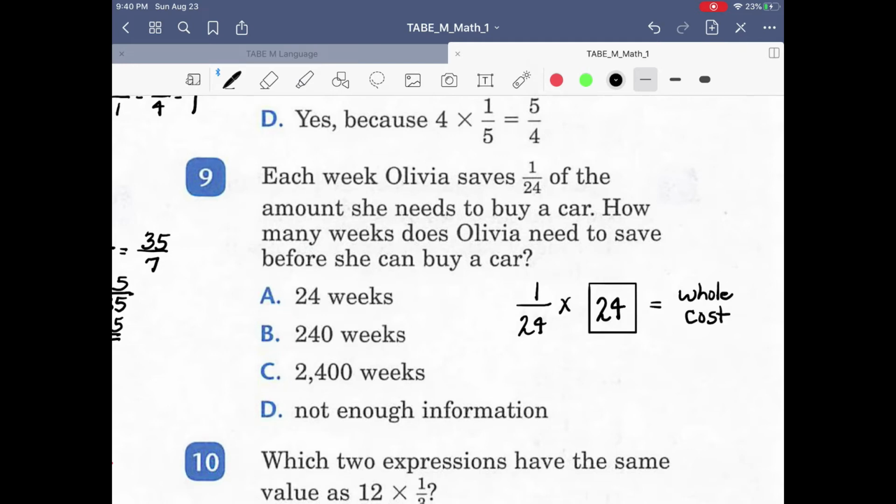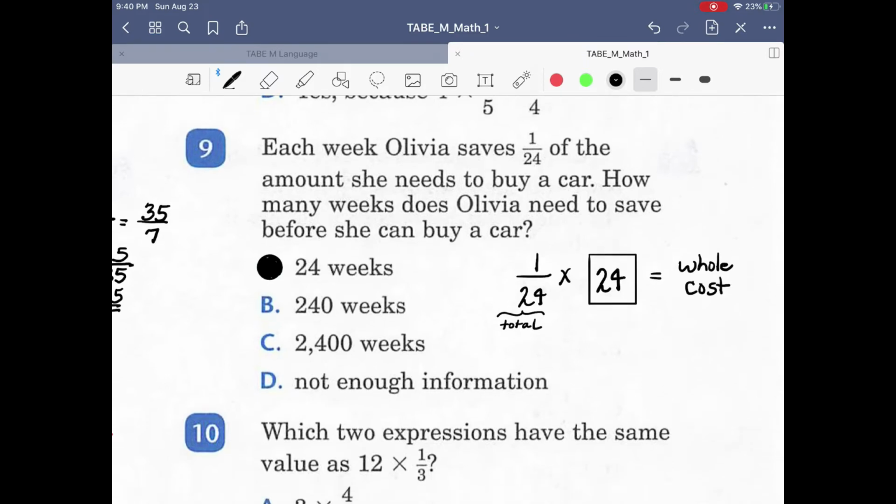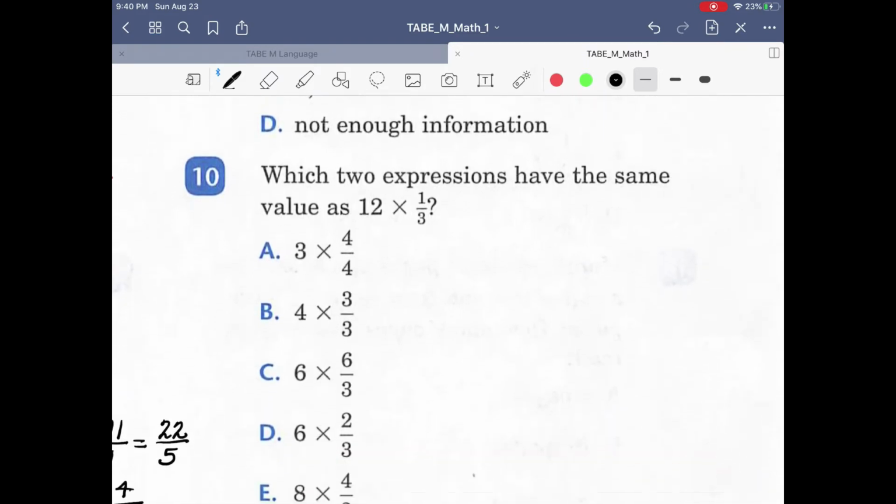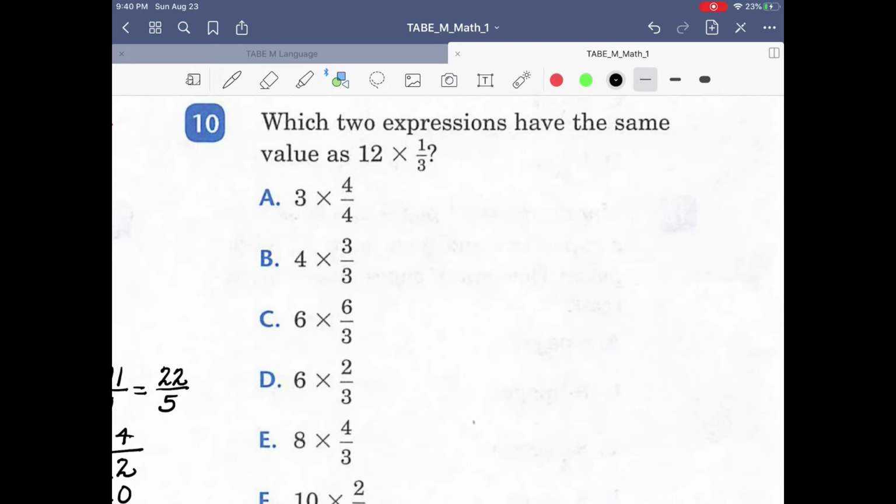Now, if you recognize that it's 24, that's great. If not, you could plug in each of those answers to get what you need. But if this is the total number of weeks, she's going to have to save for 24 weeks. That one's almost one of those questions that it's so simple to solve that it's hard. It messes with my thinking a little bit. So the answer to number 9 is A.